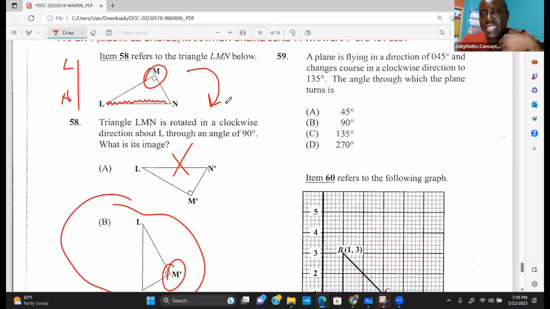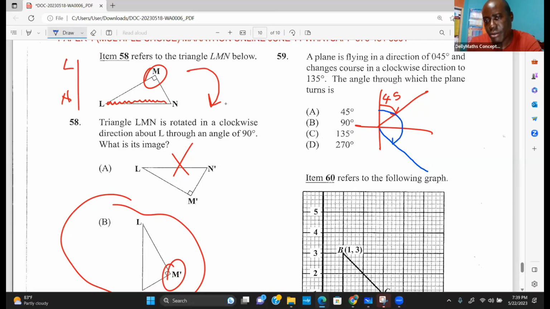A plane is flying in the direction of 45 degrees and changes course to 135 degrees. What's the angle between? All right. So basically it's like you're doing a bearing, right? My first bearing is this, and you know that this is 45. And then your second bearing, you change direction and you come this way. So that means you'd have passed this and gone all the way here. And this is 135.